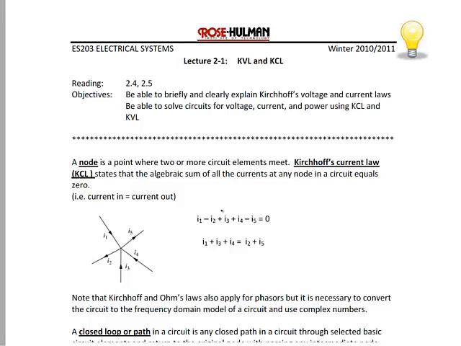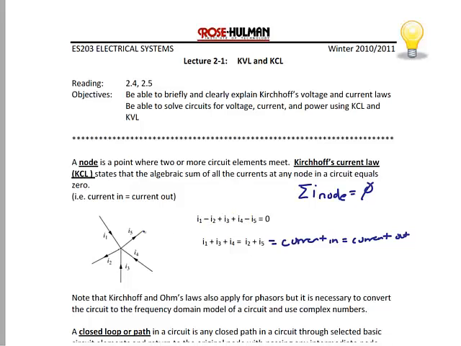First definition is a node. A node is a meeting point where two or more circuit elements meet. Kirchhoff's current law states that the algebraic sum of all the currents into or out of any node must equal 0. Another way of writing that is the sum of the currents in a node is equal to 0, or current in equals current out.